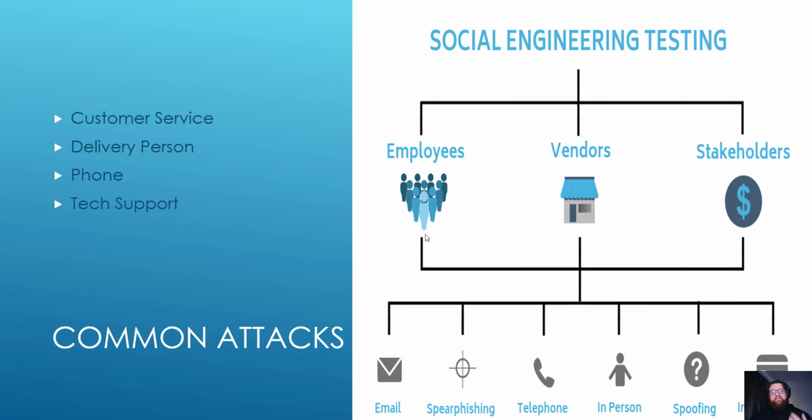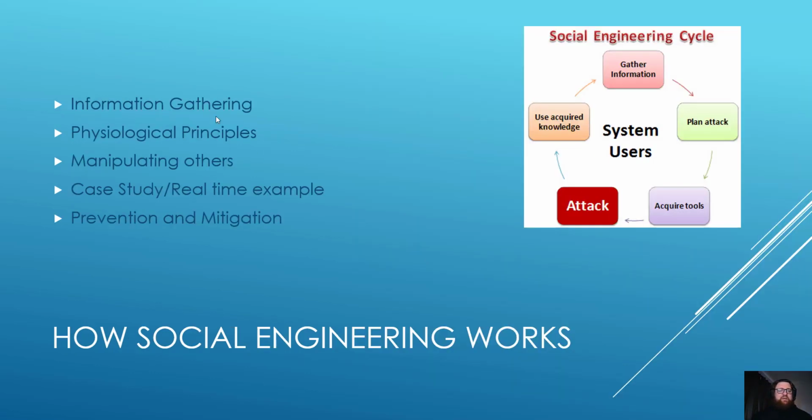Social engineering tests, normally we do that on employees, vendors, stakeholders. The techniques used: email, spear phishing, phone, telephone, in-person, face-to-face, spoofing, and impersonation. Okay, next one, information gathering. How social engineering works: information gathering, psychological principles, manipulating others, case study, real-time example, prevention and mitigation.